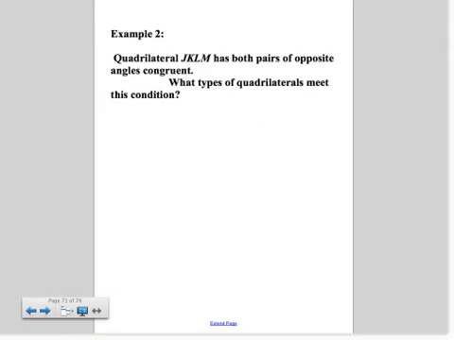So it says quadrilateral JKLM has both pairs of opposite angles congruent. What type of quadrilaterals meet this condition? Well, the most general type of quadrilateral in which opposite angles are congruent is a parallelogram. Okay? Once you know that you're a parallelogram, well, then we have a bunch of things that meet that condition.